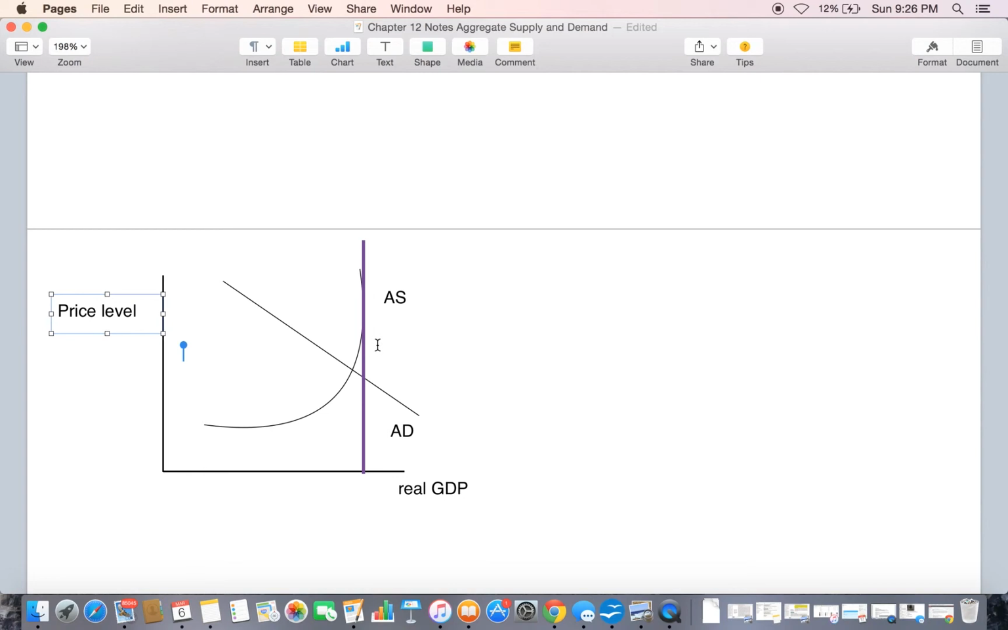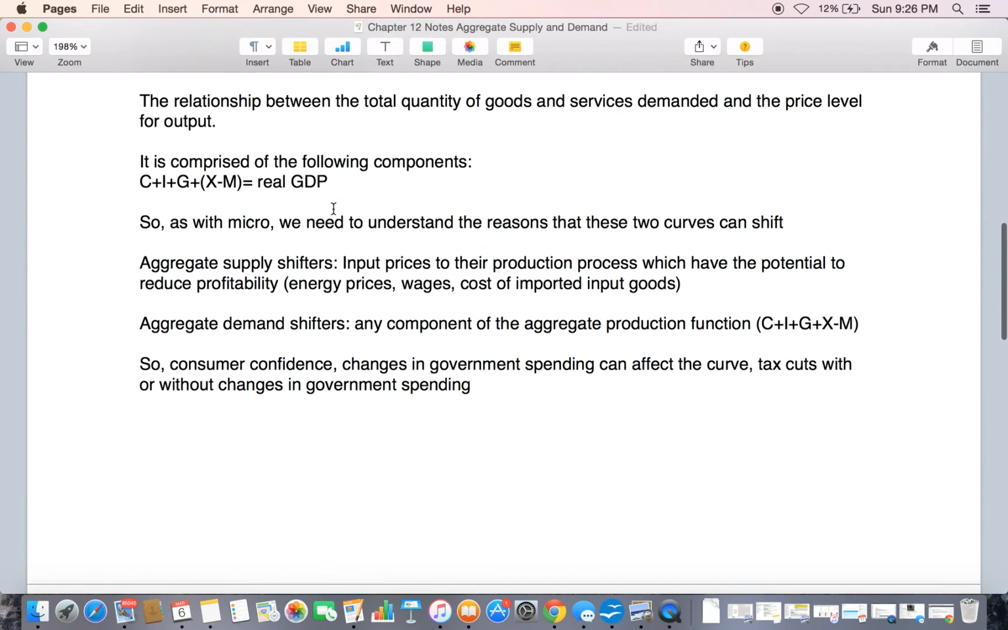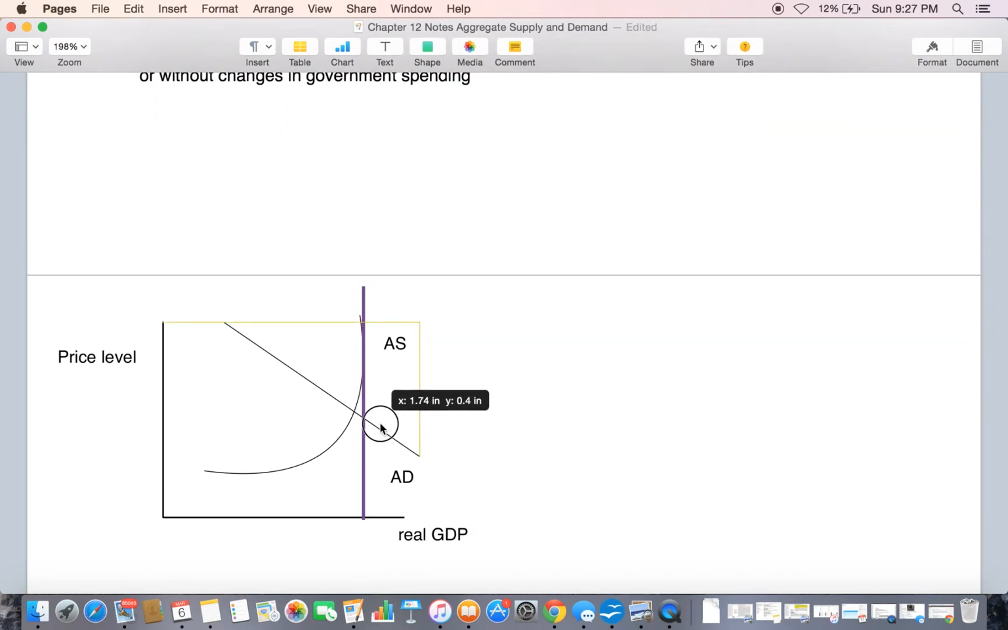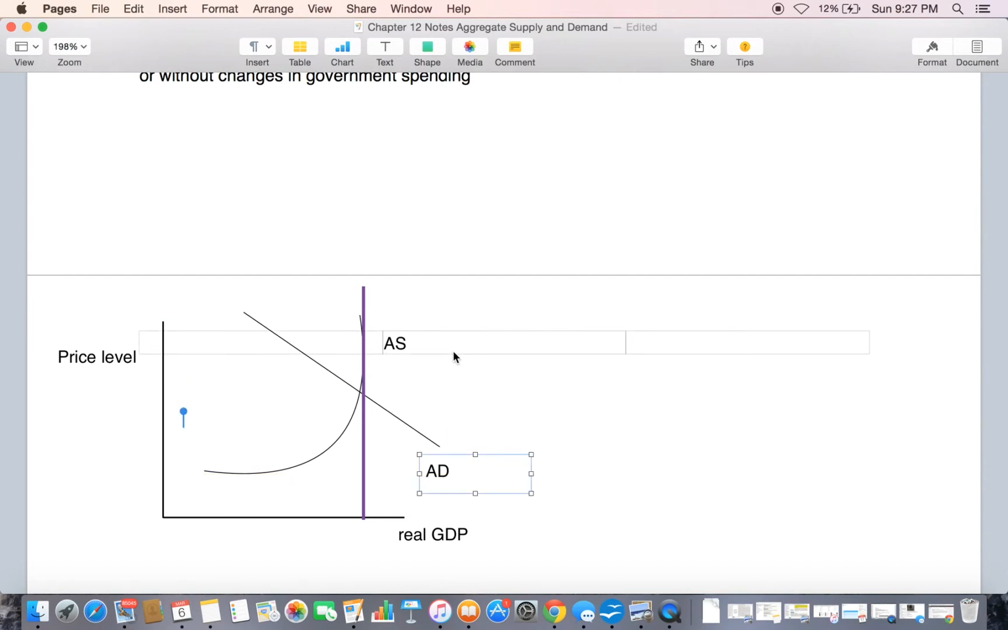But if we see a change in any of the components of our real GDP expenditures model, consumption, investment, government spending, or net exports, then we can expect to see a shift in aggregate demand. So one example might be consumer confidence. Say consumer confidence increases and people begin to spend more and more. We might see that the aggregate demand curve will shift to the right because there will be more demand. If the aggregate demand curve shifts, we're going to have a higher level of GDP produced at higher prices.